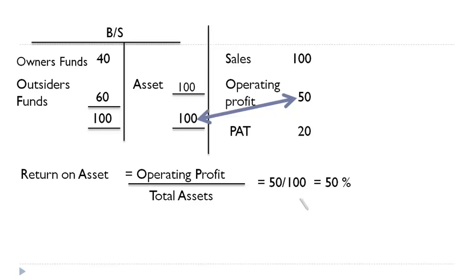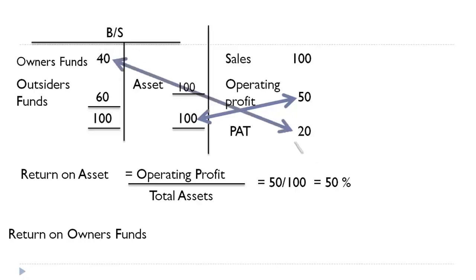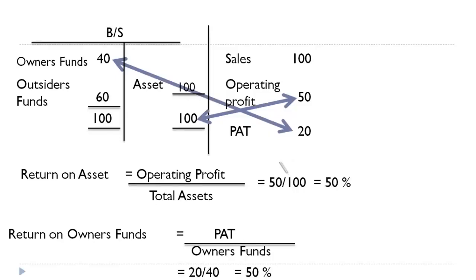Next, can we calculate return on owner's funds? It is very much yes. We can establish a relationship between the profit available for owners, which is profit after tax, and here the owner funds are 40. So profit after tax and owner's funds, a relationship has been created now. So profit after tax divided by owner's funds would give us the return for owner's funds, which is 20 divided by 40. So it's 50%.